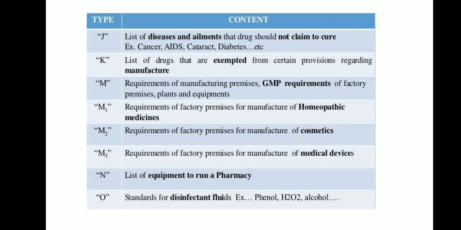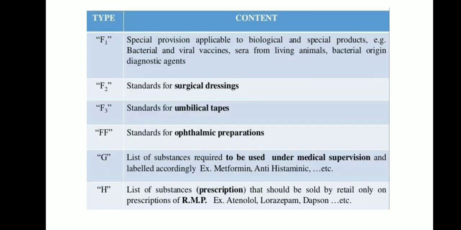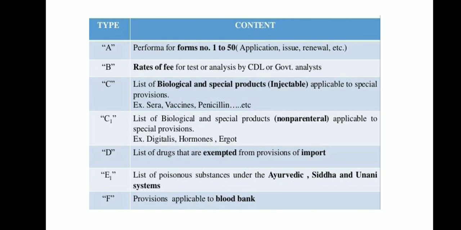So that means they are the list of drugs that are exempted from certain provisions regarding manufacture, while Schedule D refers to the same thing, the list of drugs that are exempted from the provisions of import. This is import, and that one is manufacture, because that is coming near to M. So up to D is okay. E is for poison.